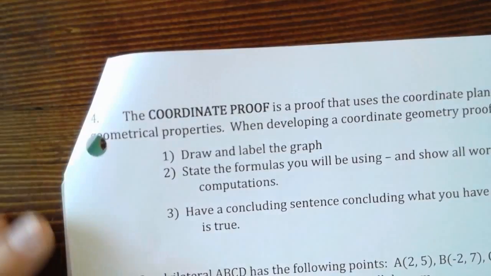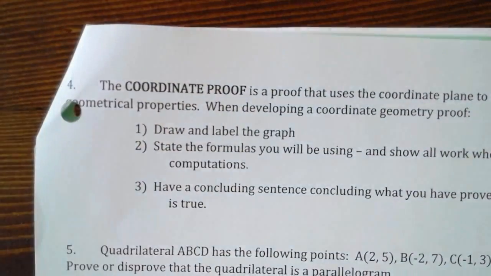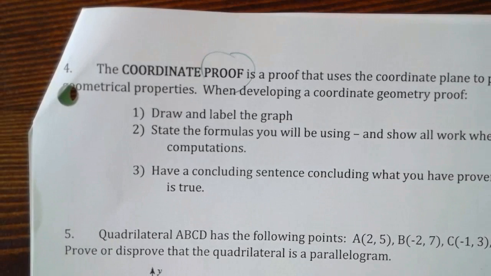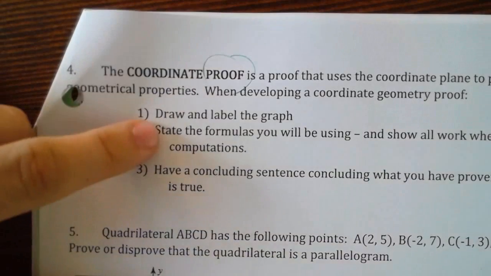Okay, so the last thing we have to do is called a coordinate proof. This word's kind of scary. It's not that bad, I promise. You just have to say why something's true in like a paragraph or a sentence or two. So it kind of gives you some steps on how to do this.